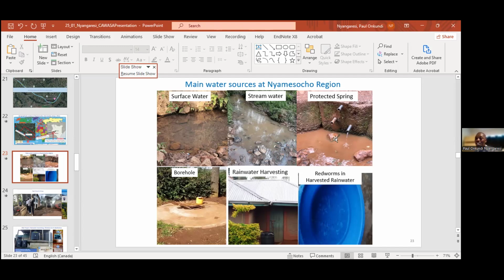And then you see this one, which we are calling a protected spring, that is now the one which the community says is good for drinking. And you can see already this is not something which is good.